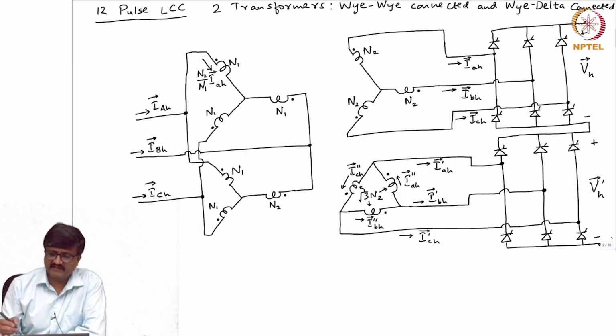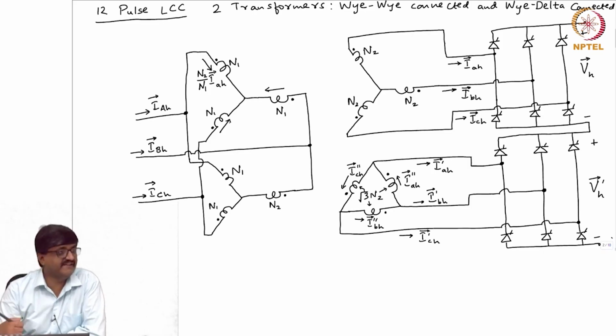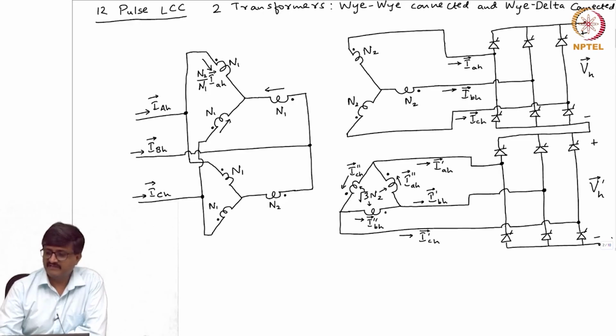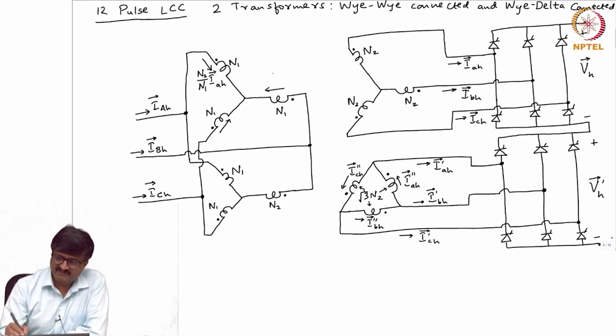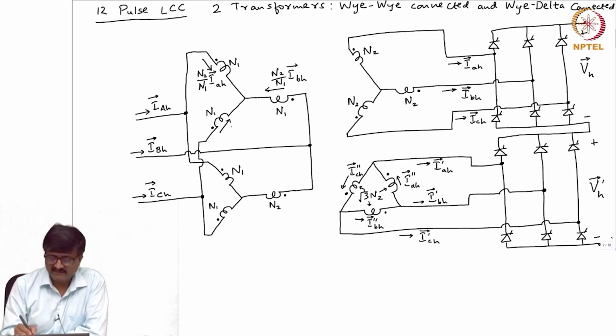Similarly, I can get the currents that are flowing here as well as here. Here I show the currents as entering the dot. You are familiar with the dot convention, I suppose. In the other winding, the currents are leaving the dot. I will not get into those details of dot convention here; I presume you are familiar with it. So, this is N2 by N1 IBH, and this is N2 by N1 ICH.